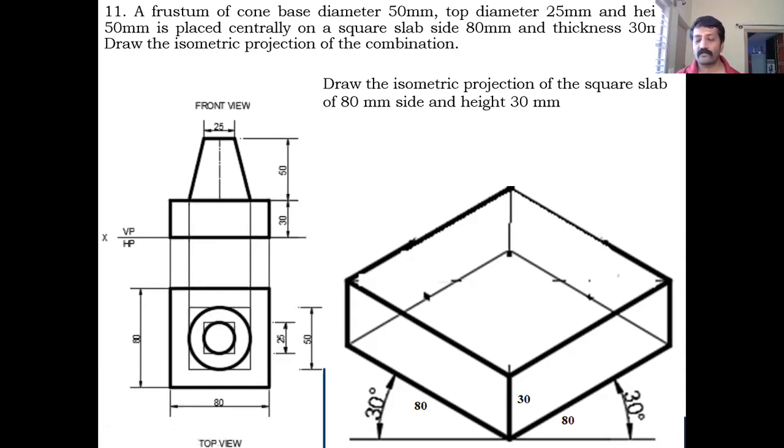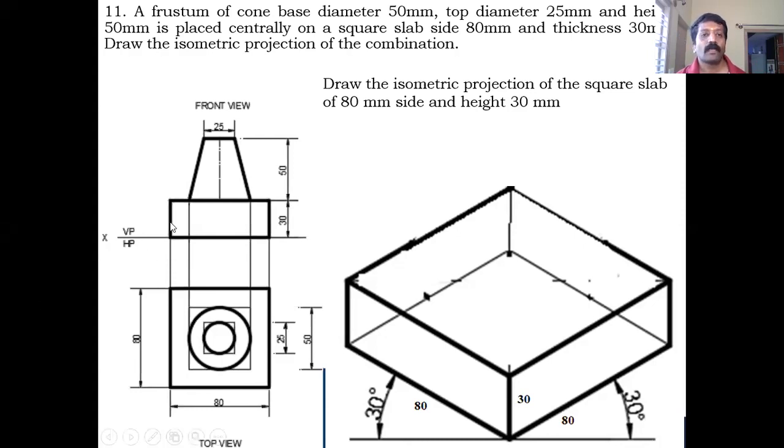In the front view, how does the square slab look? In the front view, the square slab looks like a rectangle. So you draw a vertical projector from these endpoints, and here you take 30 millimeter height, and with this 30 millimeter height you construct this rectangle. So it looks like a rectangle of 30 millimeter by 80 millimeter. Above that, the frustum of a cone is placed. The frustum of a cone looks like a trapezium.